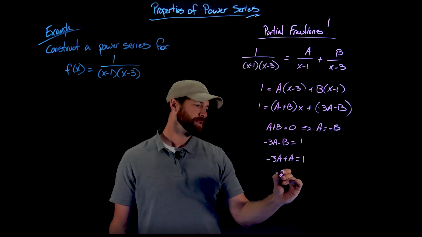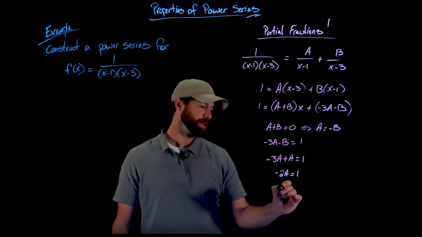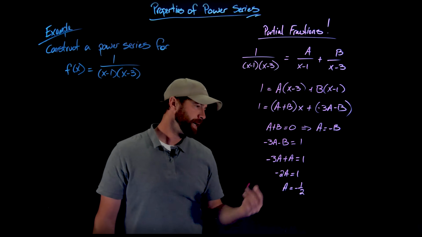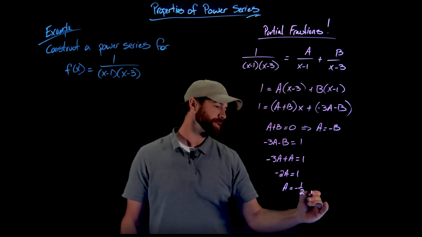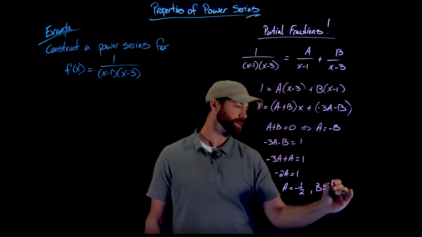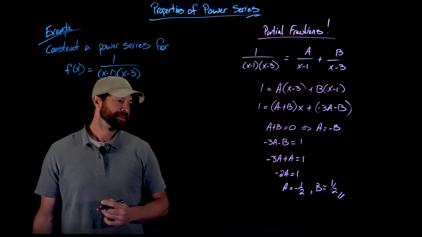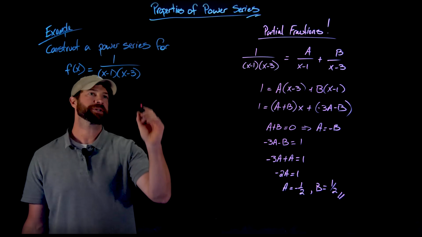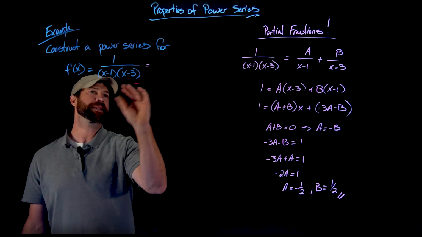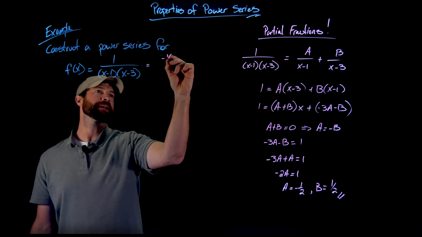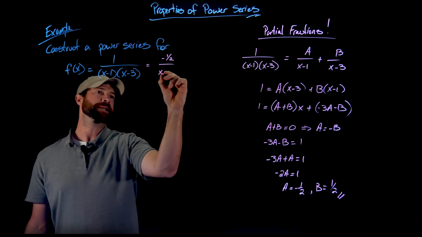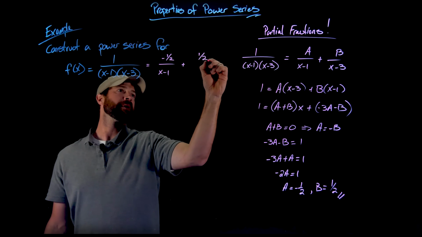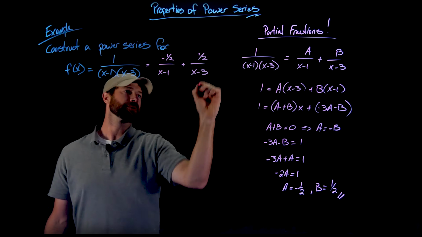Which is negative 2a equals 1. So a equals negative 1/2. And we know b is just the opposite, so b is a positive 1/2. So our first important step is done. We have this partial fractions decomposition, and so we're going to rewrite this as a, which is negative 1/2 over x minus 1, plus b, which is 1/2 over x minus 3.